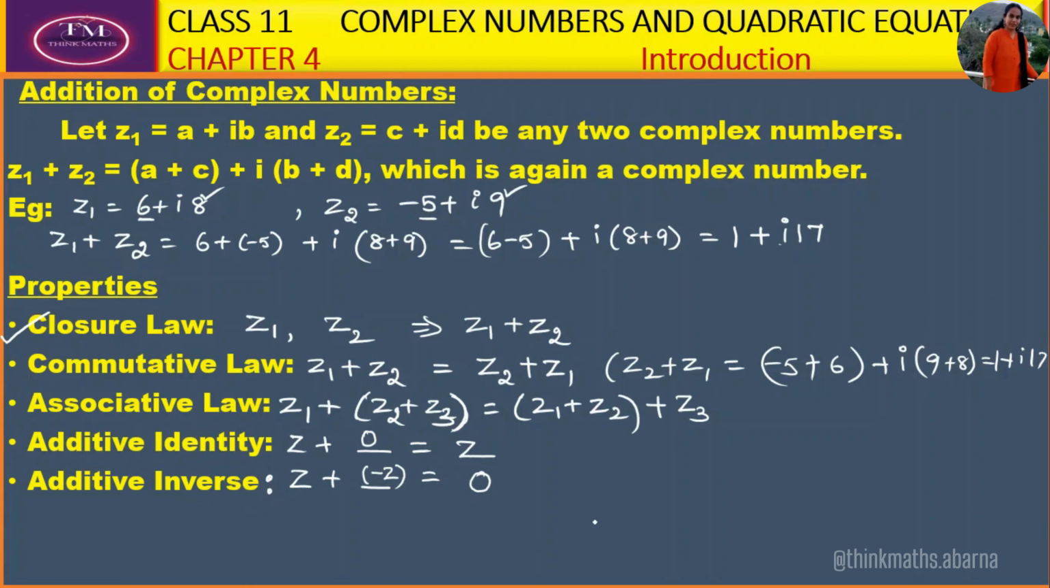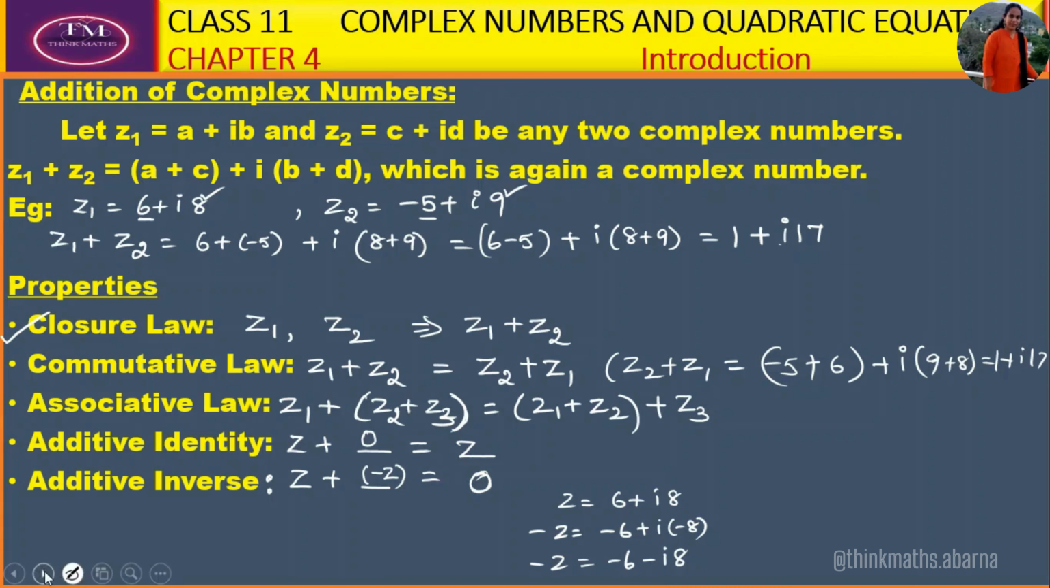Clear, children? Suppose you take z is equal to 6 plus i8. What will be minus z? It is nothing but minus 6 plus i into minus 8. So that is minus 6 minus i8. This is minus z. If you add this, 6 minus 6 is 0, 8 minus 8 is 0. We will get the answer as 0. So additive inverse is minus z. Additive identity is 0. Clear, children? So these are the properties in addition.